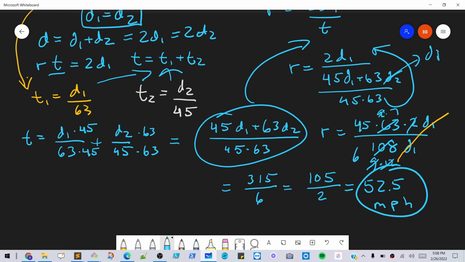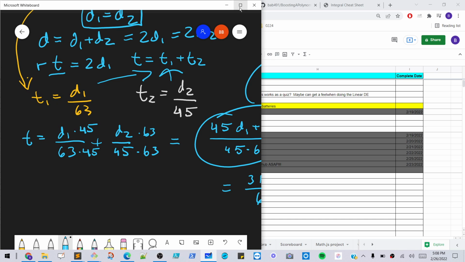Okay, so let me check the answer on that and see. Things got a little messy. My board froze, but let's see if this worked.